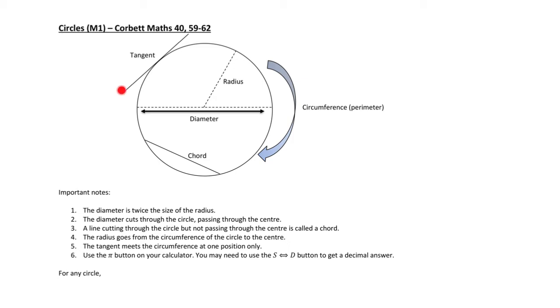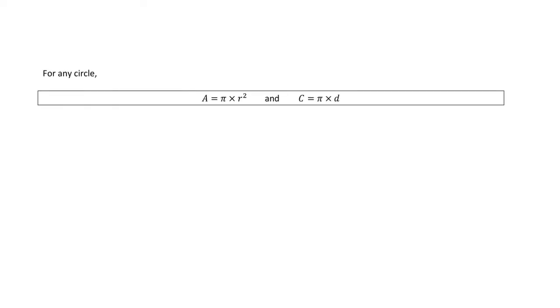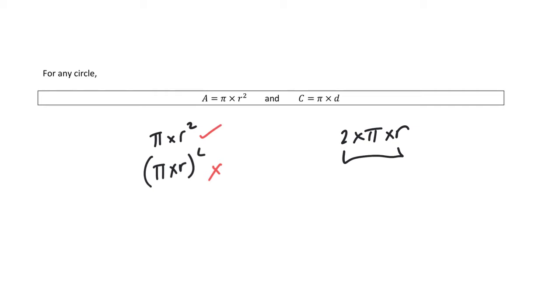If we have a line outside of the circle that touches the circle at just one point, it's called a tangent. And the key formula for any circle is that the area is pi times r squared, and it's important we do it as pi times r squared, and it's not pi times r times 2. Okay, so just be careful with that. And the circumference is pi times d, or you could do 2 times pi times r because the diameter is 2 times r.